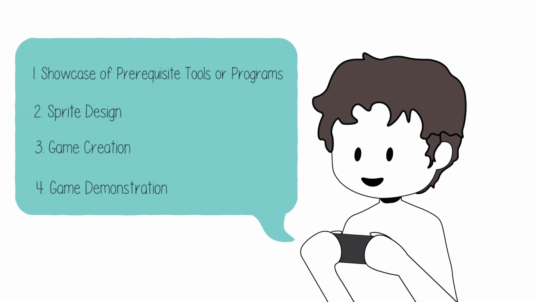First, we will showcase the prerequisite tools or programs and also other resources that will be used to make the game. Second, we will describe each of the sprites and the rules in the game. Third, we will now create the actual game. And lastly, we will show you the finished product which we could play.